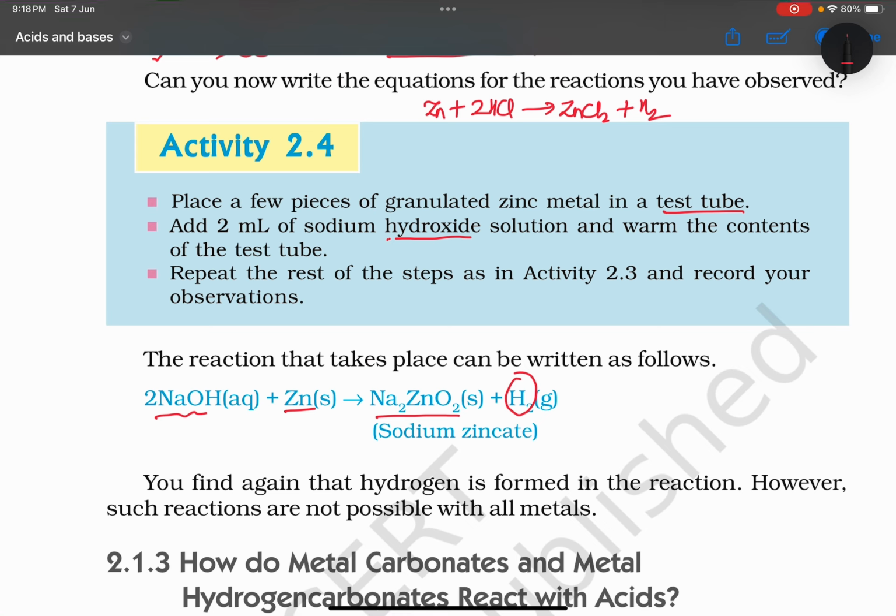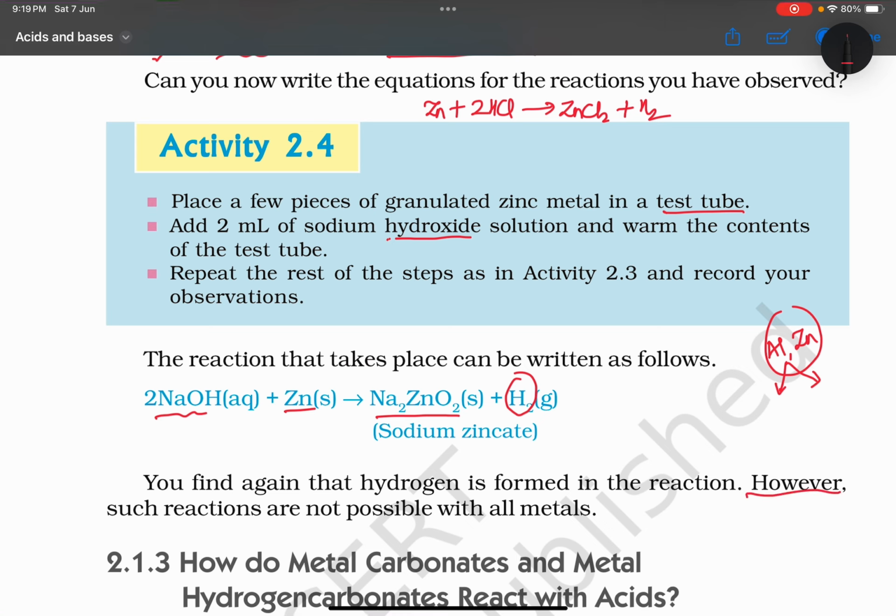So generally what happens is metals are bases, but not all. A few metals like aluminium and zinc have a semi-metallic, or metalloid, nature. That means they can react with acids as well as bases. Aluminium, zinc type of metals react with acids as well as bases. See, that is mentioned here. You find again that hydrogen gas is formed in the reaction.